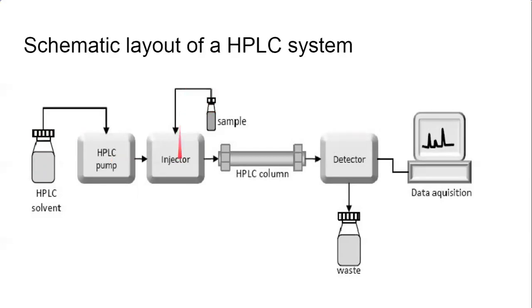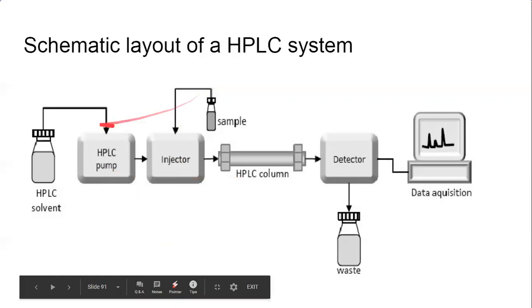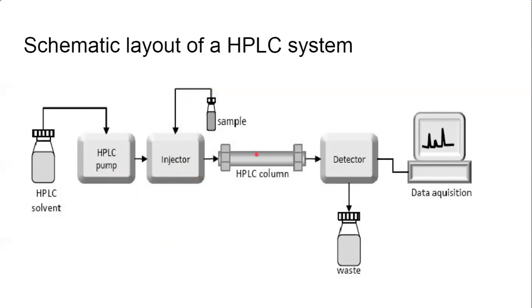This is the sample. This is the injector. Through this injector we introduce the sample, and the sample couples with our mobile phase, and then both are subjected into the column. Here this is the column, and this column is packed with finely divided stationary phase, that may be silica. So generally here we are using silica.